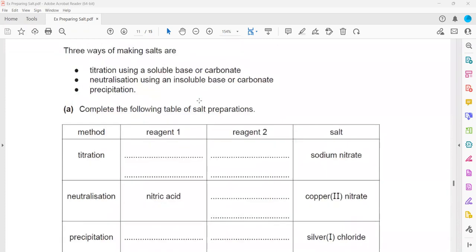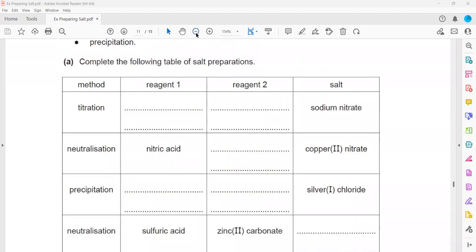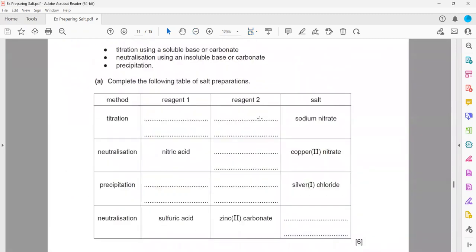Then in question 10, three ways of making salts are there. Titration, which uses a reaction between an acid and an alkali. Neutralization, in which we use a metal oxide or metal carbonate or even a metal to react with acid to give salt and water. And precipitation is when two soluble salts are mixed together. In titration, acid is mixed with an alkali.